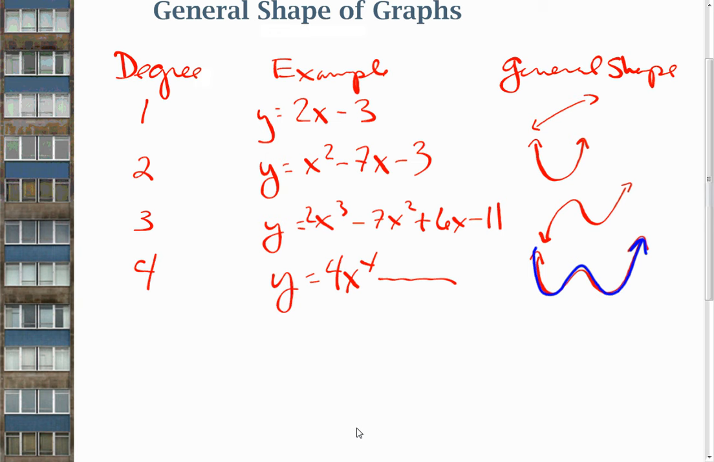So a fifth degree polynomial would have to go in 5 different directions. So fifth would look like 1, 2, 3, 4, 5. Now again, there's some potential changes in there. If you have roots with multiplicities of more than 1, that can change the effect and things like that.